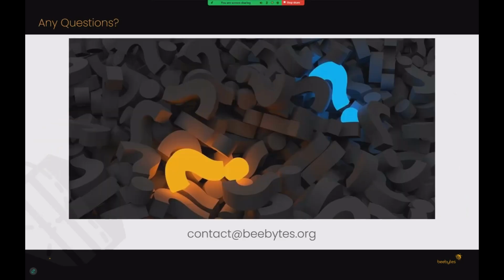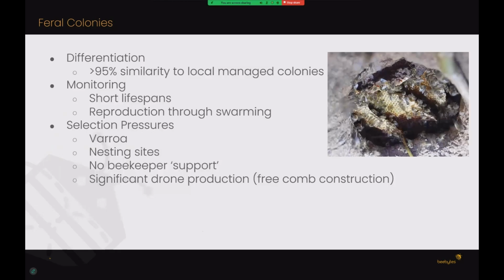Final little thing, I'm running over very slightly, just to talk a little bit about feral colonies, because this is something that comes up quite a lot, and Andrew asked me to mention this. Something we discovered with feral colonies is that they are genetically extremely similar to local colonies. There's normally less than a 5% difference. So again, this mythical idea that somewhere out there are trees of bees completely unlike any of the imported bees we're keeping at home isn't really true.